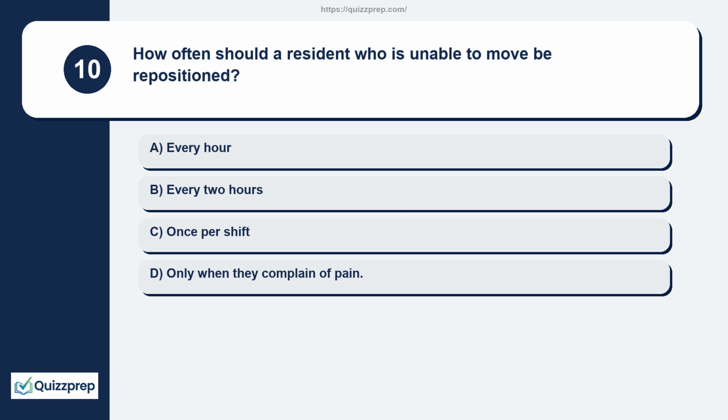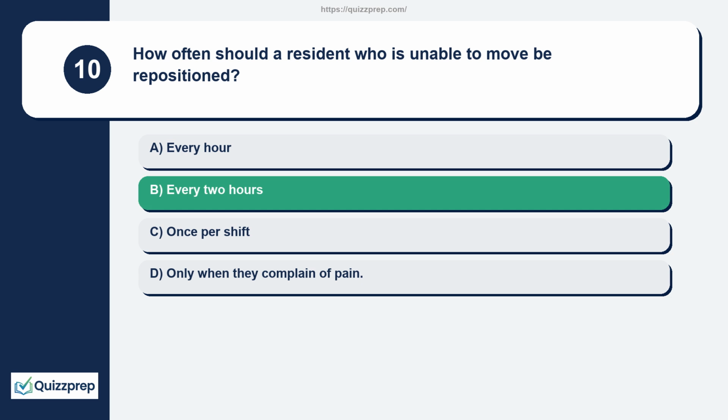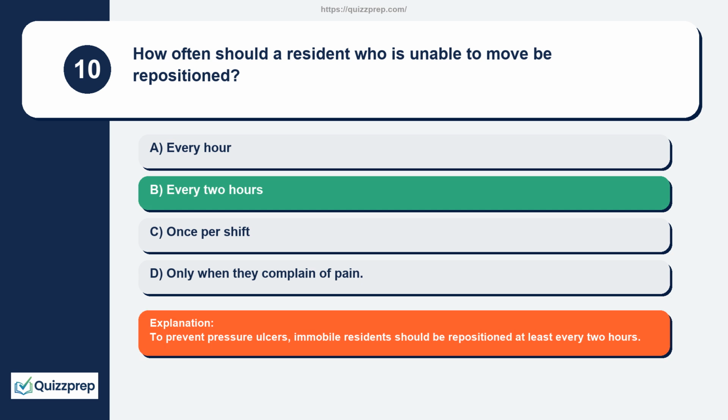Question 10. How often should a resident who is unable to move be repositioned? Every hour, every 2 hours, once per shift, only when they complain of pain. To prevent pressure ulcers, immobile residents should be repositioned at least every 2 hours.